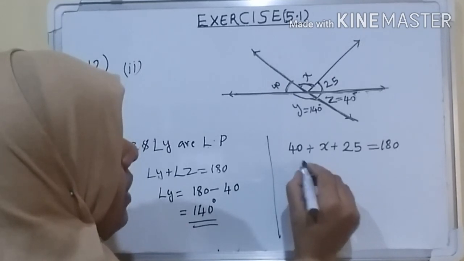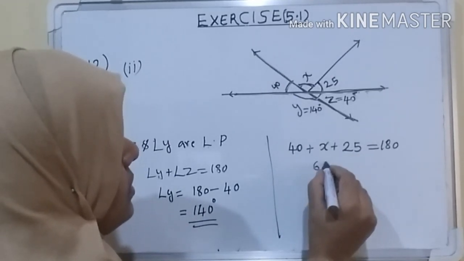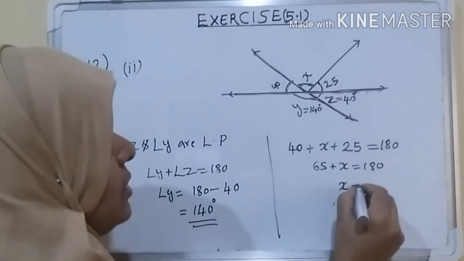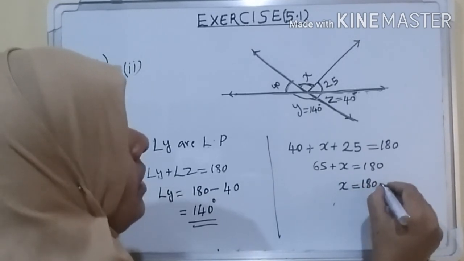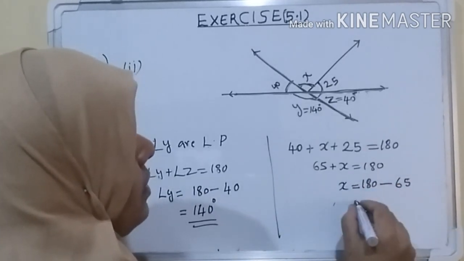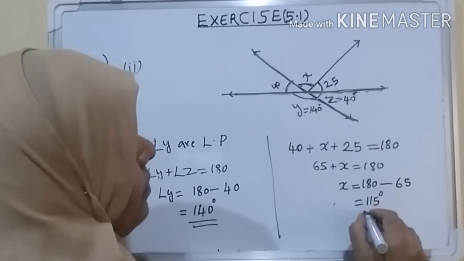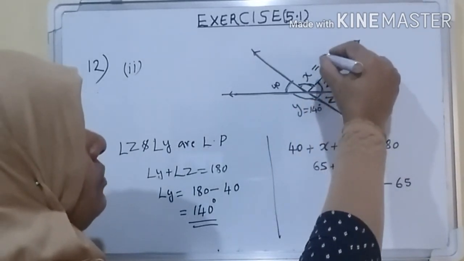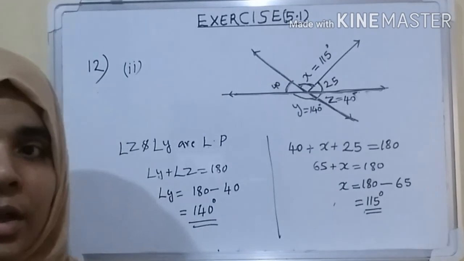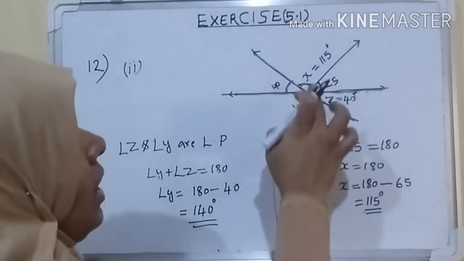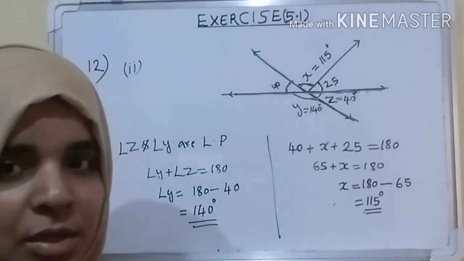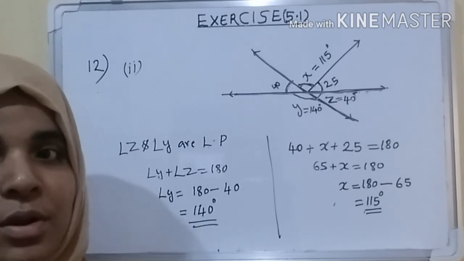From this equation, 40 plus 25 equals 65, plus X equals 180 degrees. We can find the value of X: 180 minus 65 equals 115. So the value of X is 115 degrees. What are the values? Angle X equals 115, angle Y equals 140, angle Z equals 40 degrees. This is the required solution of the 11th question. Thanks for watching.